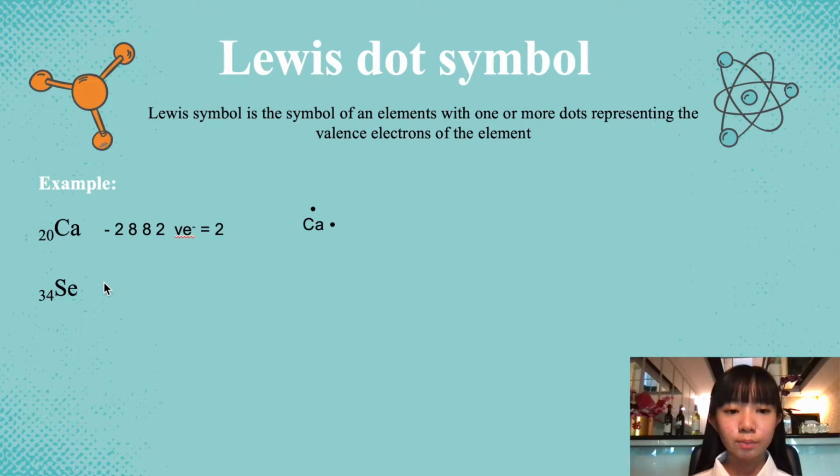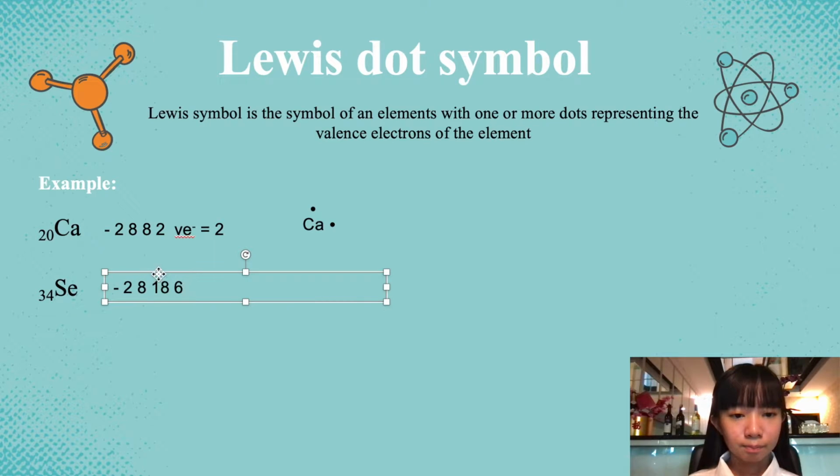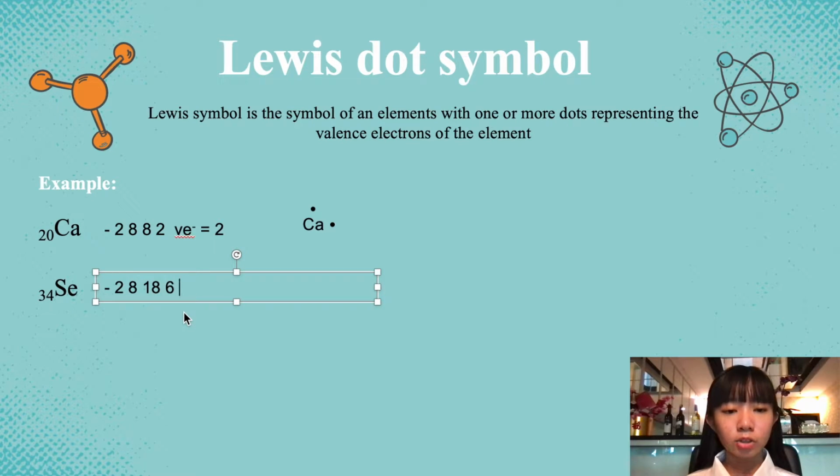Next, we have selenium. Selenium is an atom with the atomic number of 34. As usual, we will first write down the electron configuration. The electron configuration of selenium is 2, 8, 18, and 6. And now we know that the valence electrons of selenium is 6.